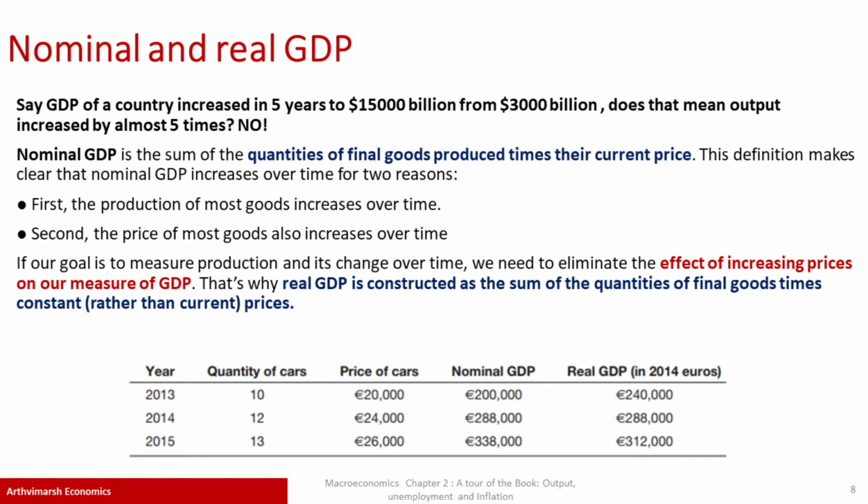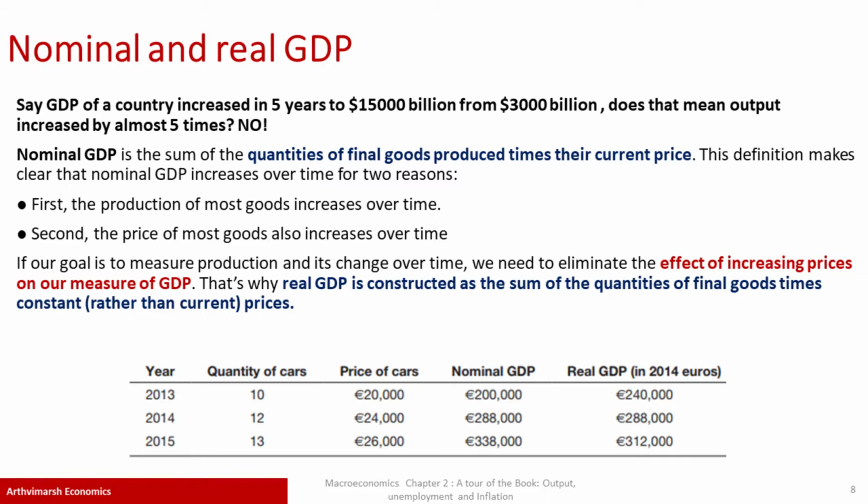To define, nominal GDP is the sum of quantities of final goods produced times the current price. This definition makes clear that nominal GDP increases over time for two reasons. Number one, the production of most goods increases over time, and number two, the price of most goods also increases over time, right? So if our goal is to measure production and its change over time, we need to eliminate the effect of increasing prices. Now, how to go about that?